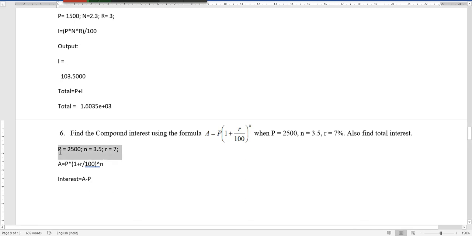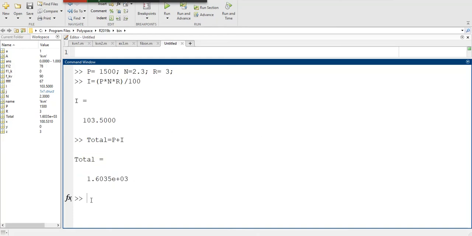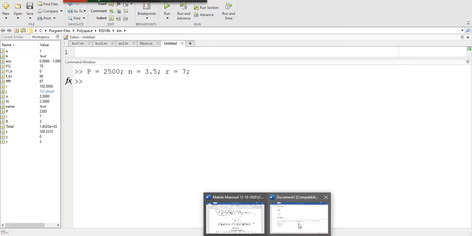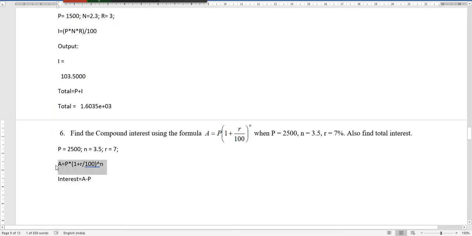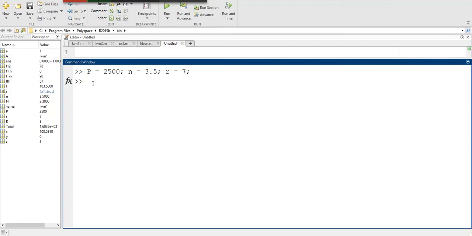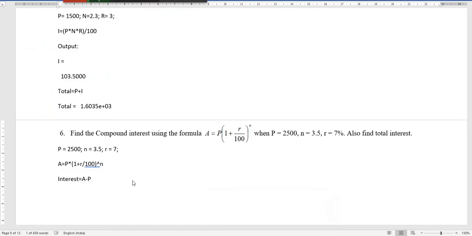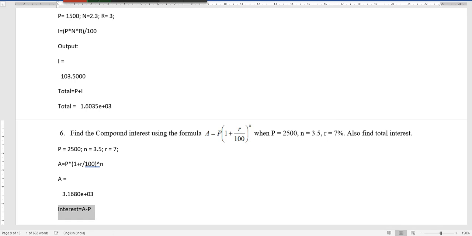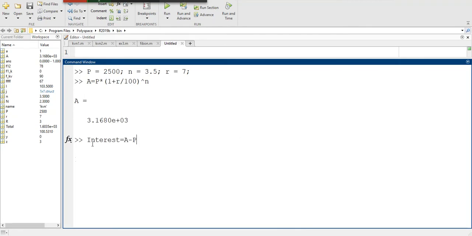I will find the values one by one. CLC. So it is executed, but there is no display. Display is not required. Then write A. So directly you will get the A value. Then no problem, directly copy this one. This is the output. Then interest. Write interest. So interest equals this one.